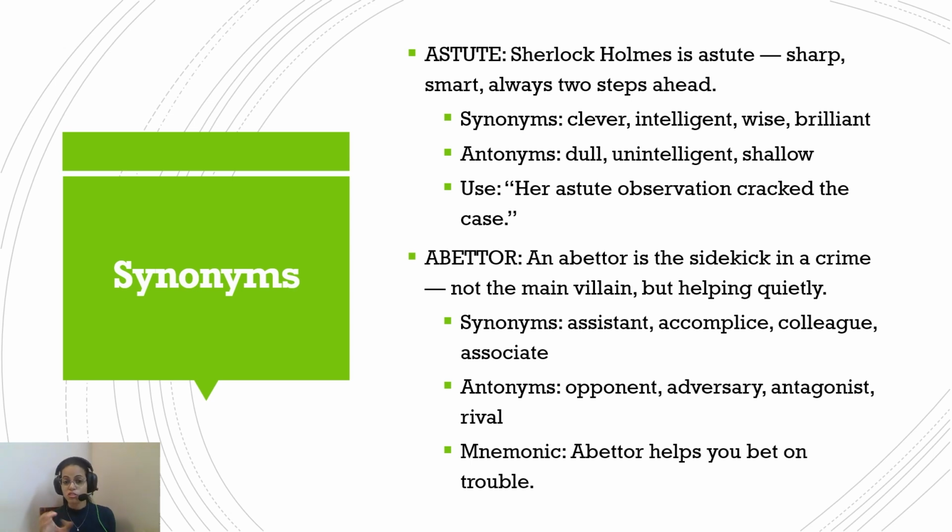So, abettor. Now, this is only a way to remember. That's not the origin, or that's not how this word is framed. I am just trying to help you remember this word. So, abettor, the one who is betting from the side of the main villain. So he's the sidekick, an abettor sidekick.